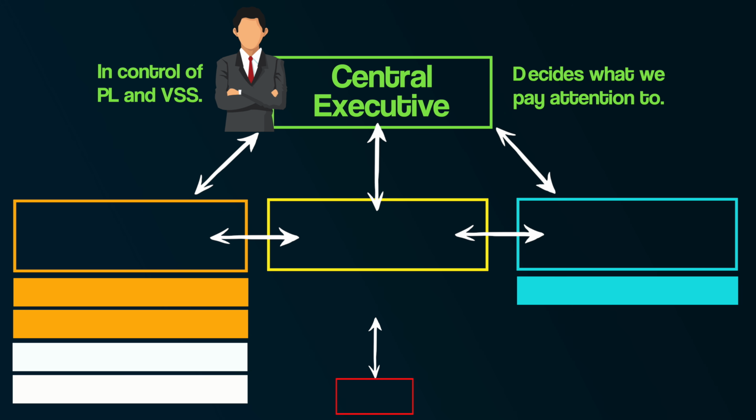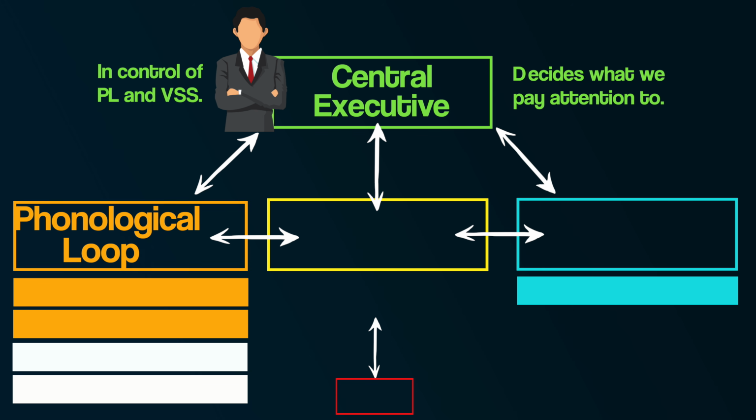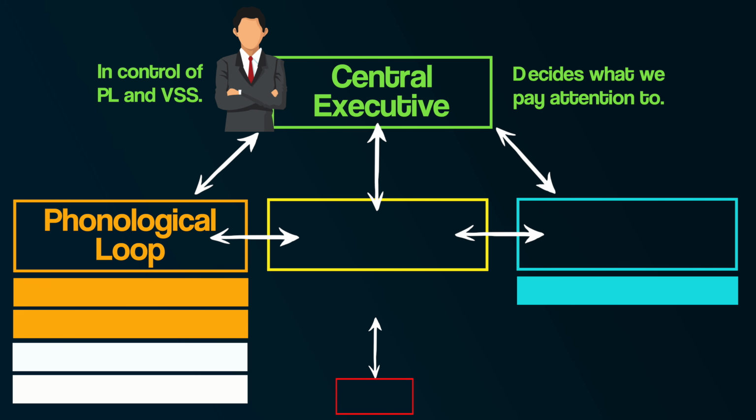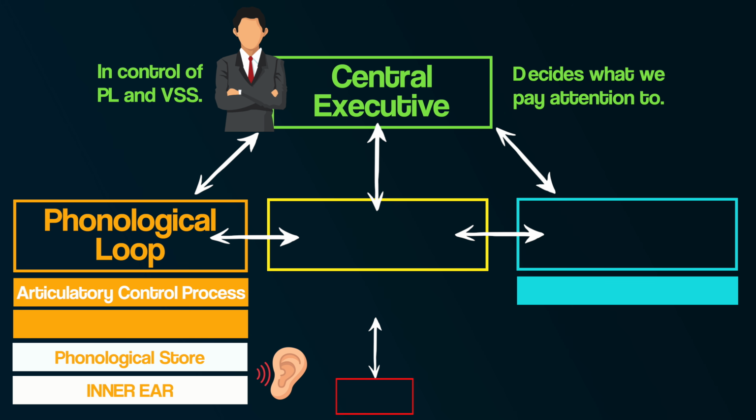It's crucial because it decides where your mental resources go, but it has a very limited capacity. Next, we have the phonological loop. This part stores and processes verbal and auditory information. It's split into 2 parts: the phonological store, which holds speech-based information like an inner ear; and the articulatory control process, the inner voice. This is where we rehearse verbal information, like repeating a phone number to remember it.